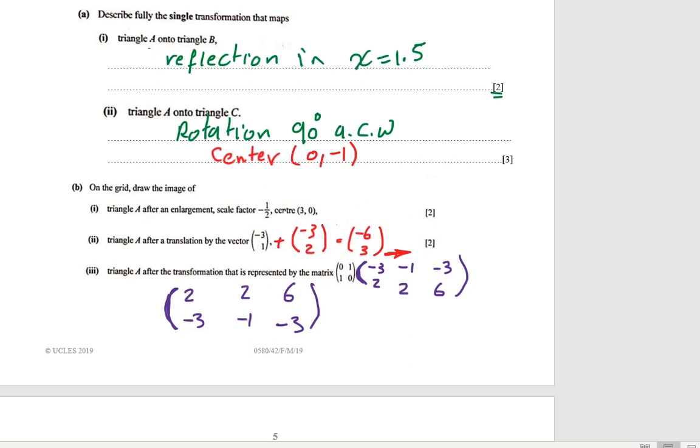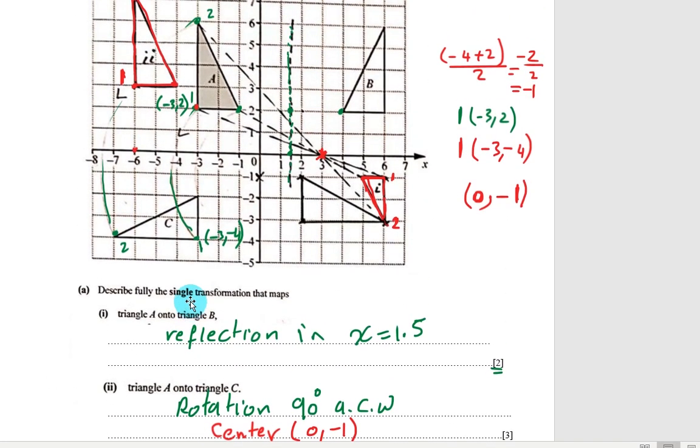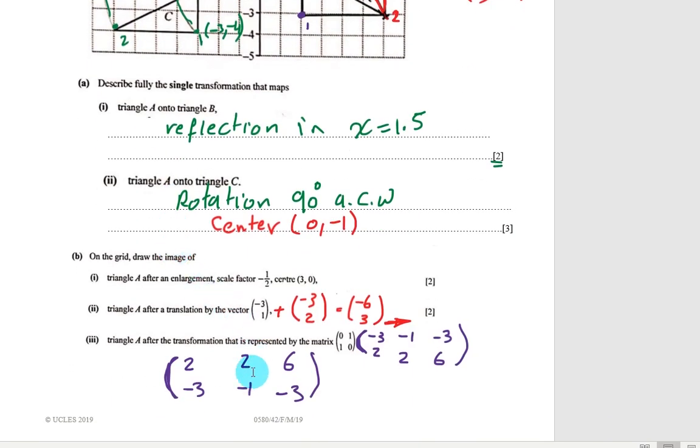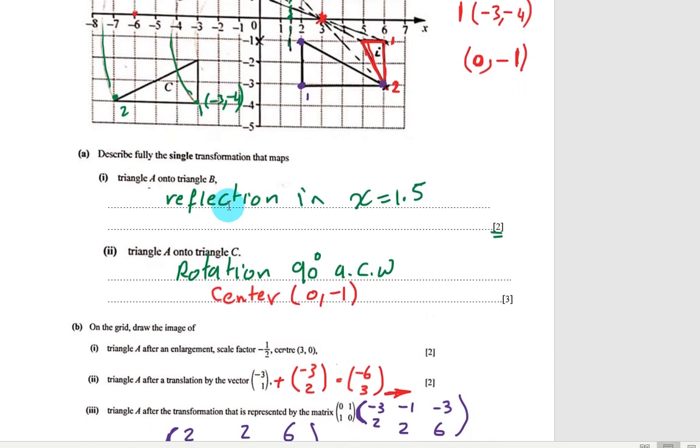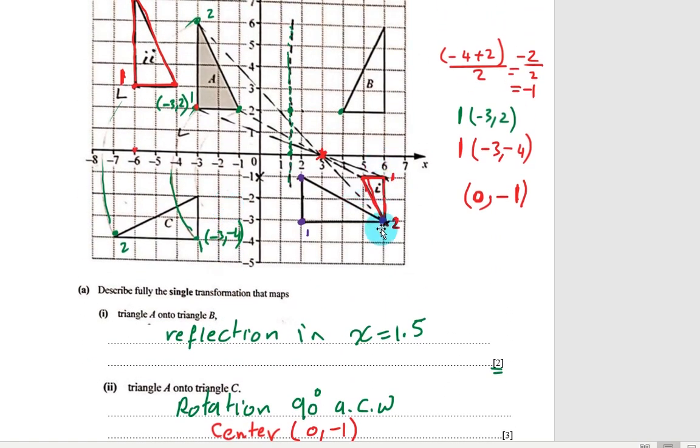Okay. Let us now go up and draw these points. Point 1 will be 2 and minus 3. So from 2, this is point 1. Okay. Then the other corner is 2 and minus 1, which is this point. And then the final point here is 6 and minus 3. So the location of your new triangle will be this one. Okay. This is the answer of 3.